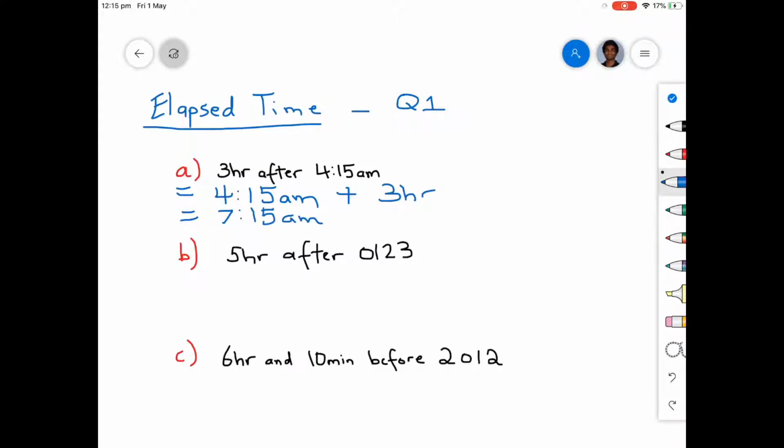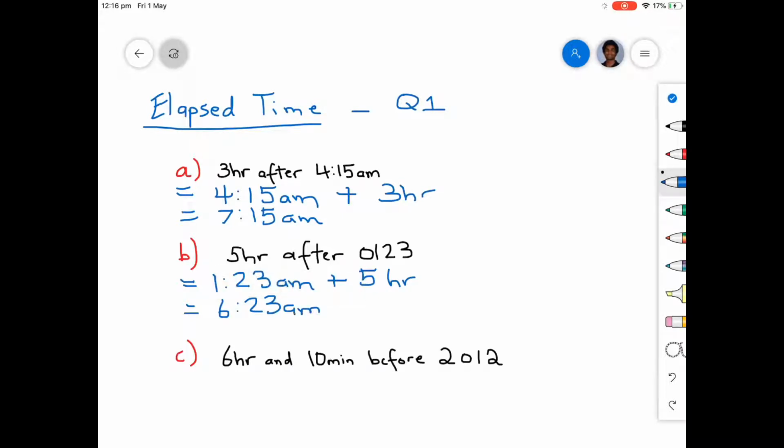For our second question, question 1b, we have 5 hours after 0123. So our first step is to figure out what time is 0123. And from our previous lesson, we know that when we convert these times into 12-hour time, we put our dots in the middle and it becomes AM. So our time will be 1:23 AM. And once again, because we're trying to calculate 5 hours after 1:23 AM, we need to add 5 hours. So 1:23 AM plus 5 hours, our answer will be 6:23 AM.